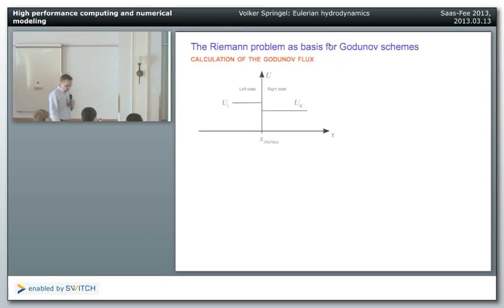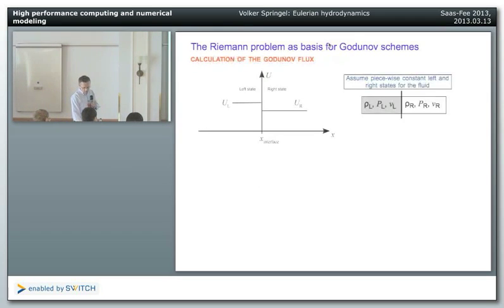What you now would like to do is to calculate how these states evolve. So as I said, you assume piecewise constant left and right states for the fluid, and the fluid is characterized, for example, by the three primitive variables, the density, the pressure, and the velocity. And we make this all one-dimensional, so the velocity is here in the direction of x. So this is called a Riemann problem, basically. This initial value problem for the ideal gas, piecewise constant. This is the Riemann problem.